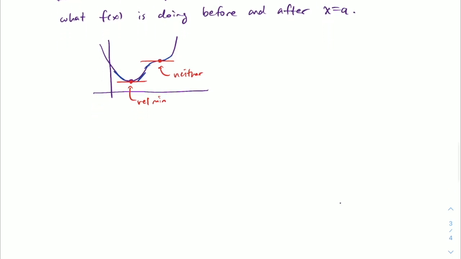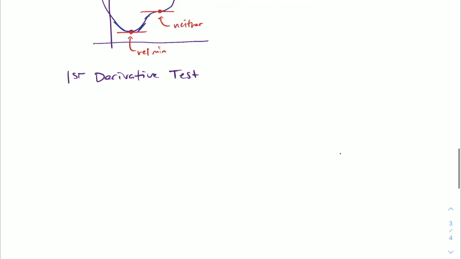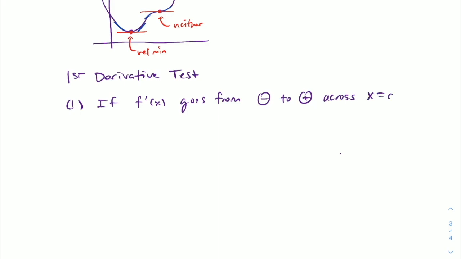All right, so now we're ready for the first derivative test. So this has three parts. If the derivative, f prime of x, goes from negative to positive across x equals a, then f of a is a relative, also called local, minimum.